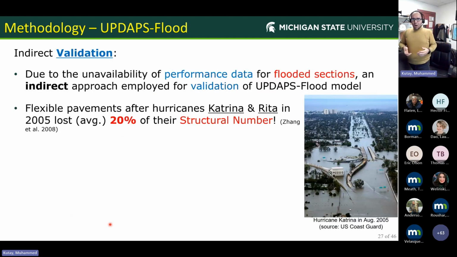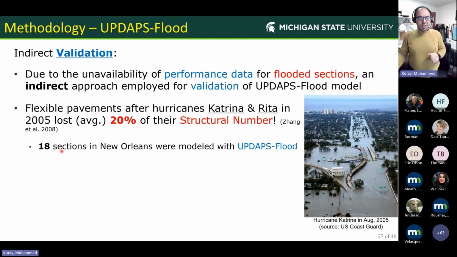When we developed UPDAPS-Flood, we were thinking about the validation of the model. How can we validate the model? The performance information is very limited, so we don't have enough performance data to do the calibration. That's why we are using an indirect way to validate our model. After Hurricanes Katrina and Rita, a 20% reduction in the structural number was reported in New Orleans, Louisiana. With this data, we went to HPMS and found 18 sections in the New Orleans area, and we modeled these sections with the UPDAPS-Flood model.